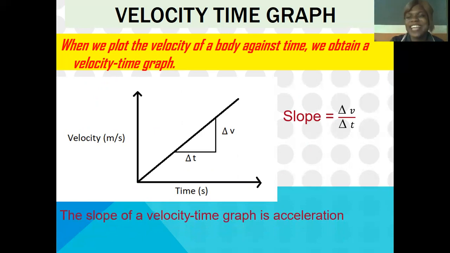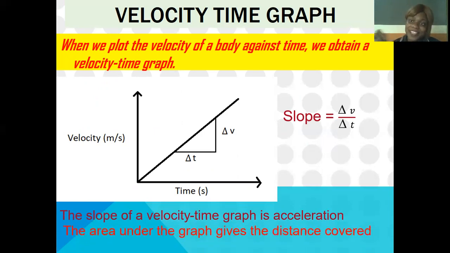Every single quantity here is intertwined. Speed, velocity, acceleration, distance, they are all related to one another. So the slope of a graph that has velocity against time is acceleration. Remember that acceleration is velocity over time. Another funny thing: when you plot a velocity time graph, the area underneath that graph is also the distance covered. It's a beautiful thing. So the area under the graph gives the distance covered. I will tell you how to plot a velocity time graph before the class is over.